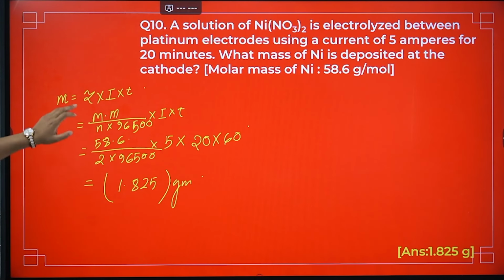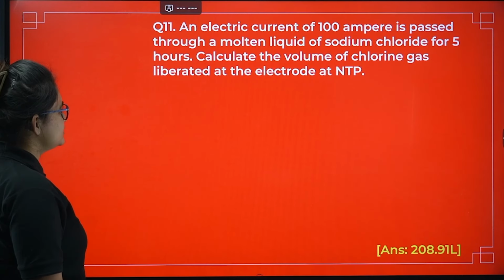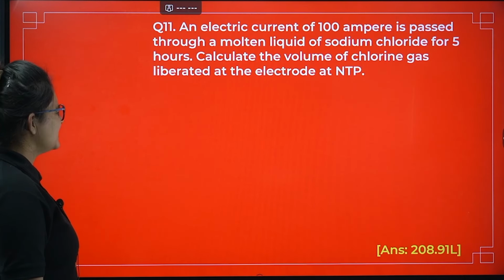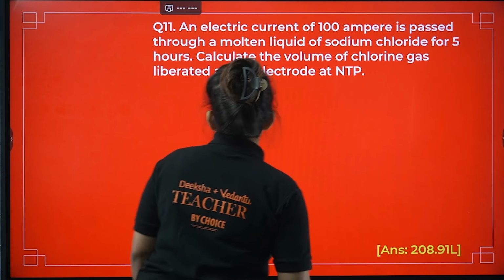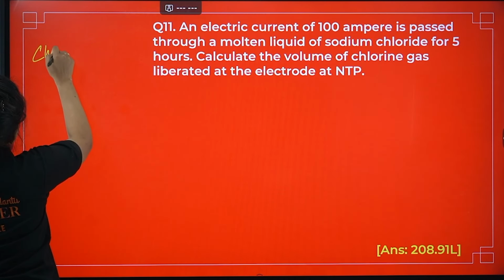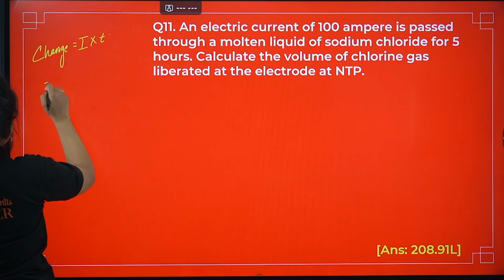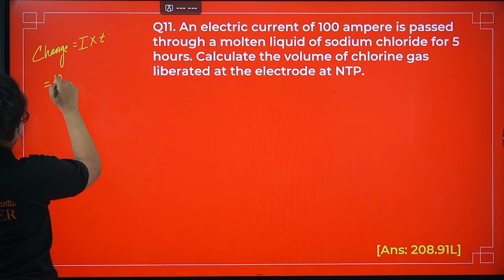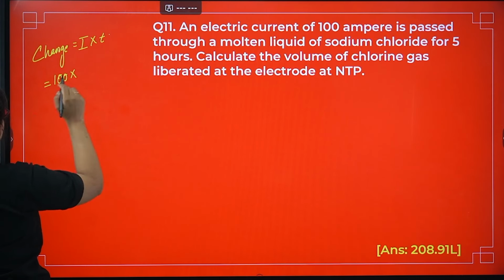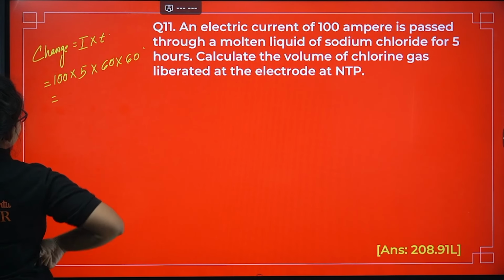Let's go ahead with the next problem. An electric current of 100 ampere is passed through a molten liquid of sodium chloride for 5 hours. Calculate the volume of chlorine gas liberated at the electrode. What do we have to start with? We start with the calculation of charge. Charge is equal to I into T. I is 100 ampere, so 100 into time, which is 5 hours, so 5 into 60 into 60. How much will you get here?